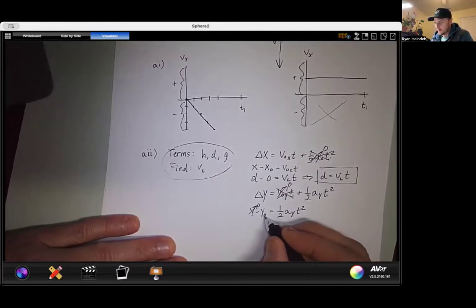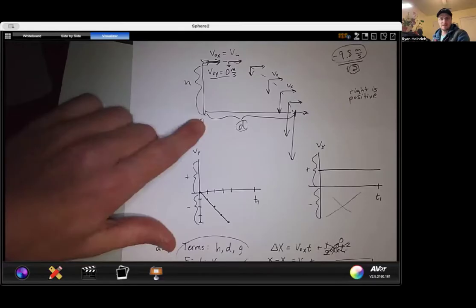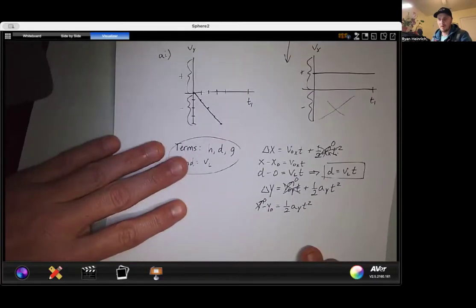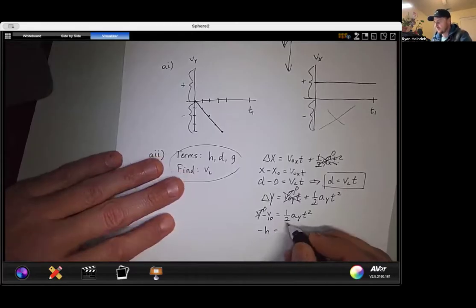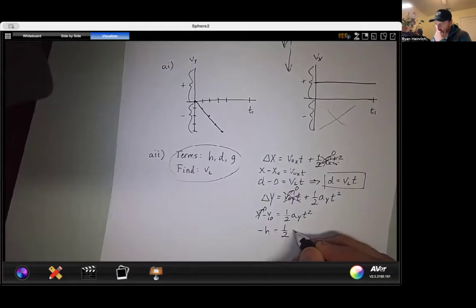And what is your initial height? Well, your initial height is h. So I'm going to write, don't forget there is a minus sign there. You can't get rid of that. There's a minus h now, equals 1/2. What is a_y? Well, a_y, we already said, is g.